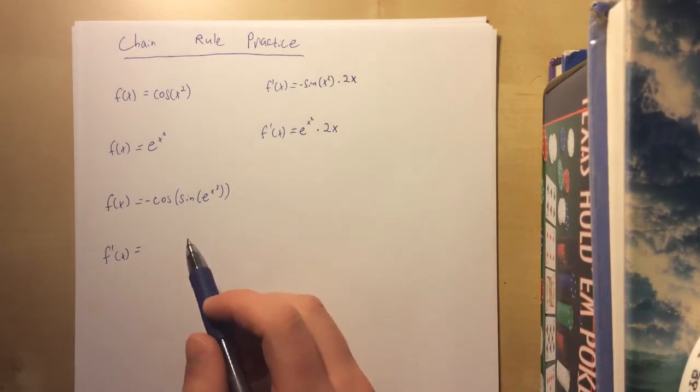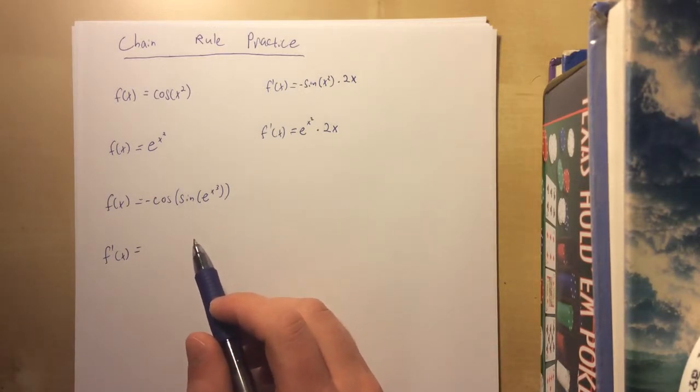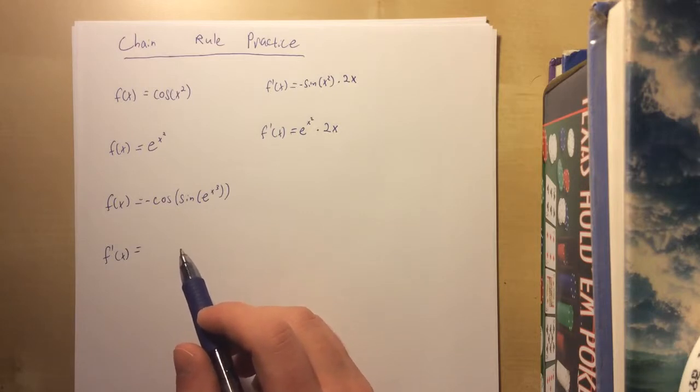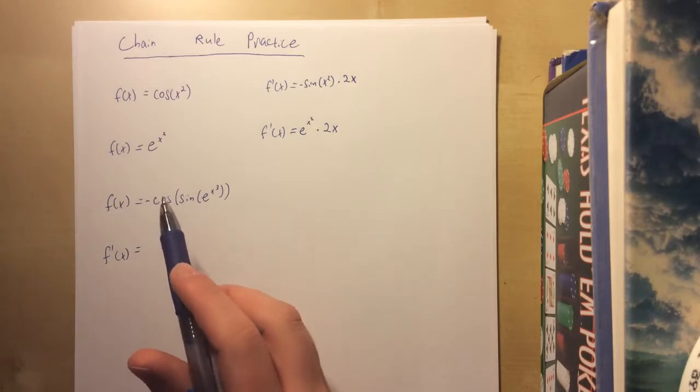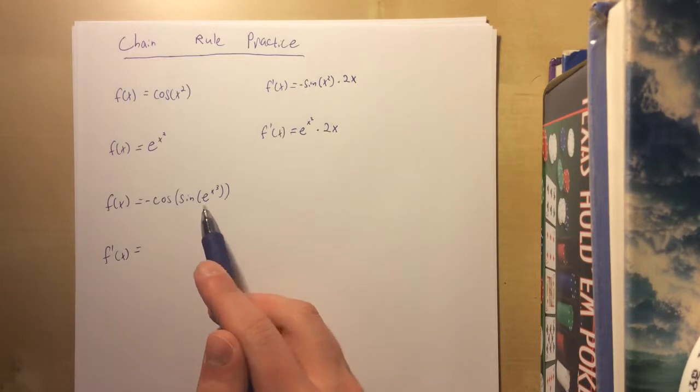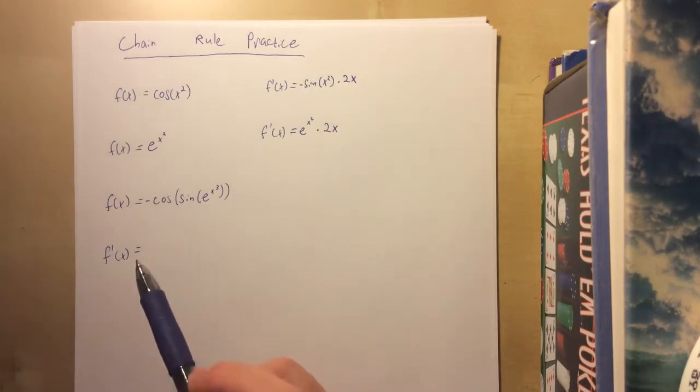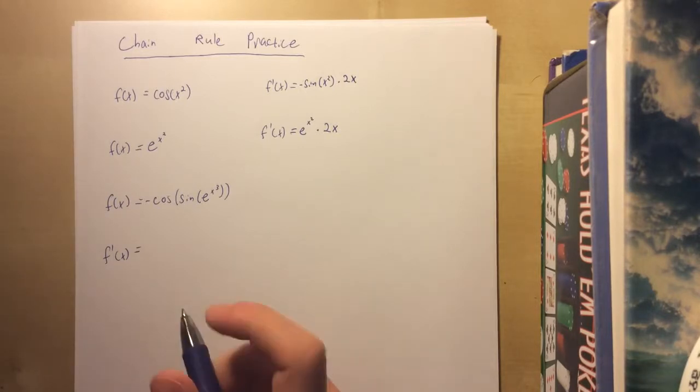Now let's look at a bit of a more complicated problem where there's a lot more to think about. So we have negative cosine of sine of e to the x cubed. So I really think you guys should try this one on your own before I work it out. But if you guys are ready, I'm going to go over this right now.